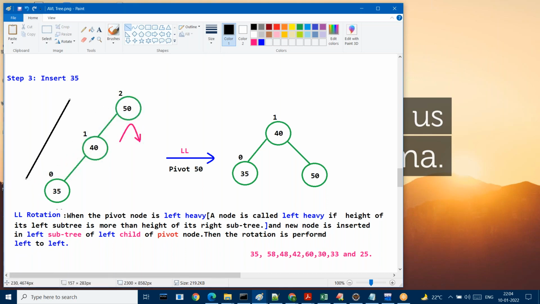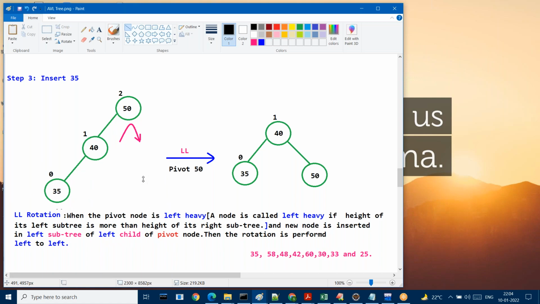Aniket, super. LL rotation understood perfectly. Any doubt about LL rotation? When to go for LL rotation? Very simple, sir. After identification of the pivot, I will check where the insertion took place, always with respect to the pivot. Pivot's left child's left subtree. How many times did left come? 2 times. So LL rotation.